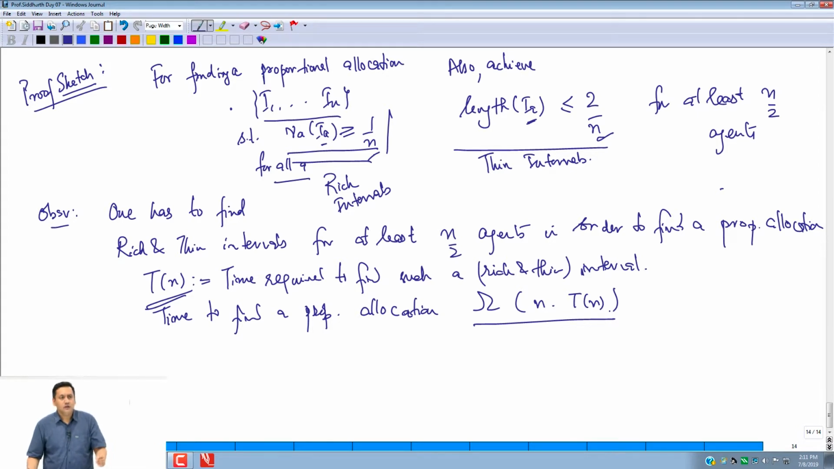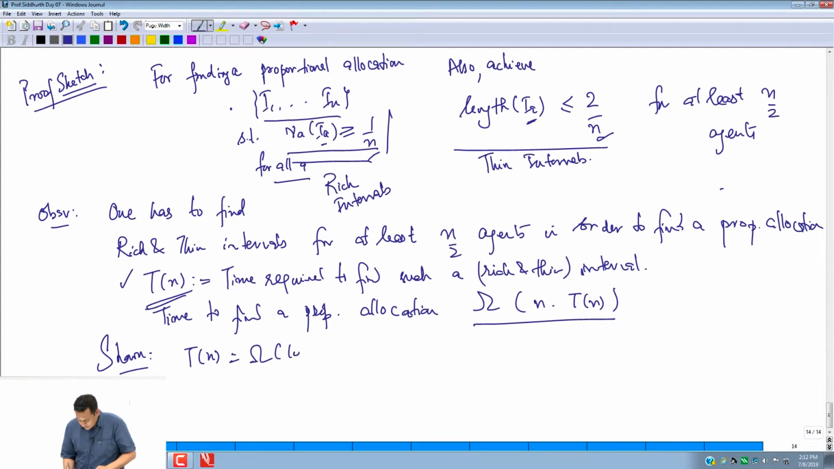What this lets you do is isolate the problem. Now you can look at one specific agent, because this problem of finding a rich thin interval is an agent specific problem. It's not a problem that requires all of the agents together. So with this Tn, what's shown, and something that I'm omitting right now, is that this Tn itself is omega log n. You cannot achieve this for a very structured family of valuations using less than log n queries.